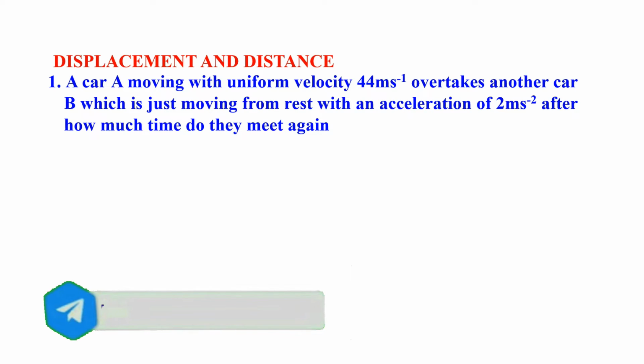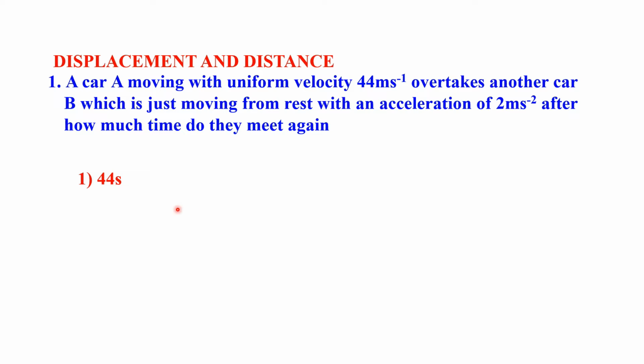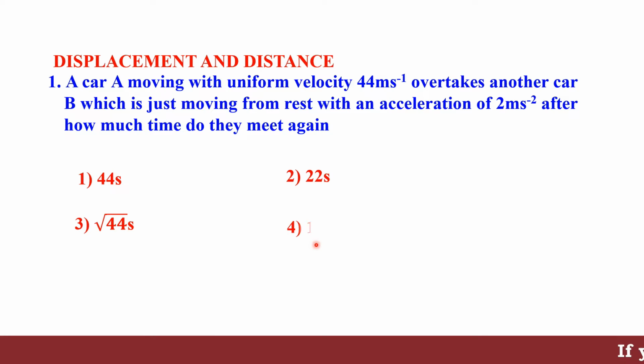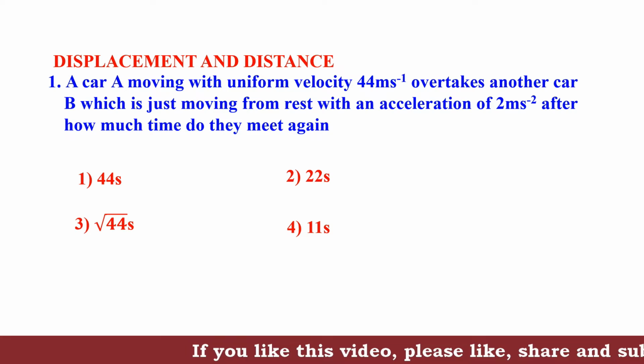Here in this question, one car, that is car A, is moving with uniform velocity 44 meters per second and another car is just moving from rest with an acceleration of 2 meters per second square. We have to calculate the time they meet again. Here options are 44 seconds, 22 seconds, root 44 seconds and 11 seconds. Now let us discuss the solution.